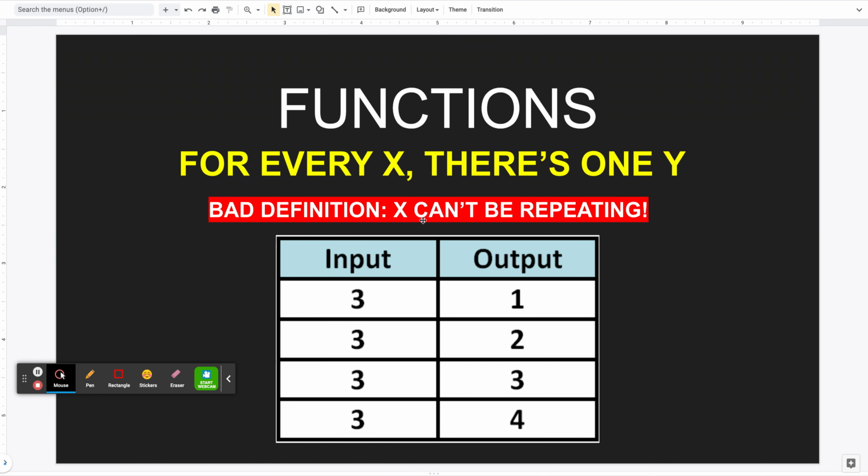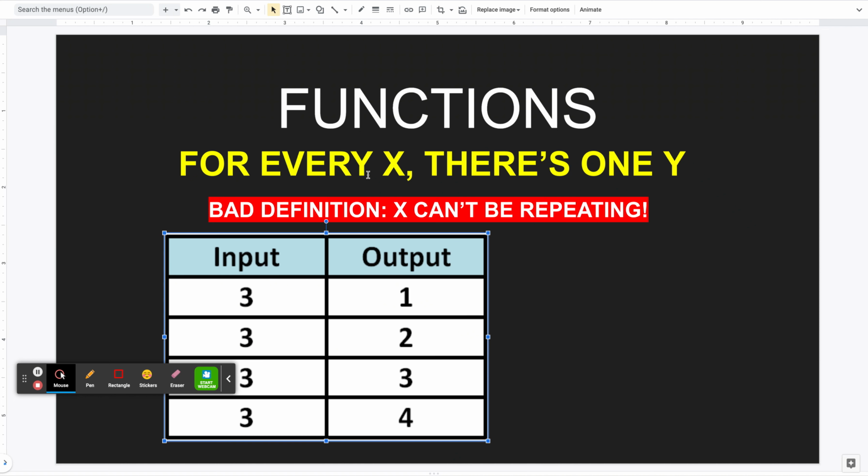So again, functions. For every x, there's one y. But a bad definition, and I told you we'd come back to it, is saying that x can't be repeating. Because what some kids will do is they'll just look for any of the x's or the inputs repeating, and they say, oh, it's not working. But it is, okay? X can repeat. And so in this particular one, 3 is dating 1. And you're like, okay, that's a good relationship. 3 dating 2. Oh, so this one doesn't work, right? This is definitely not a function. Let me put that on the not a function side.